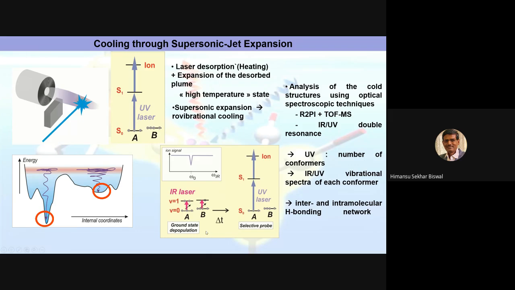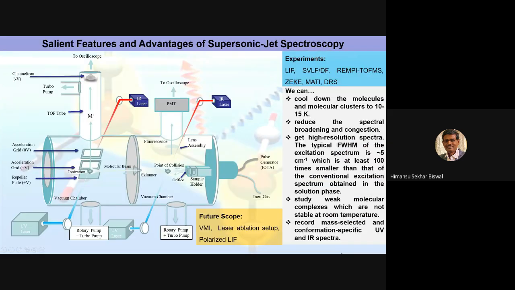So what we do is monitor the ion signal, fixing these two UV lasers. Then we introduce the IR laser and scan the IR laser. When there is a resonance, a transition from B0 to B1 or B0 to B2, then the population decreases at B0 and the ion signal decreases. So you will have a depletion in the ion signal. That's how we record the IR spectrum.